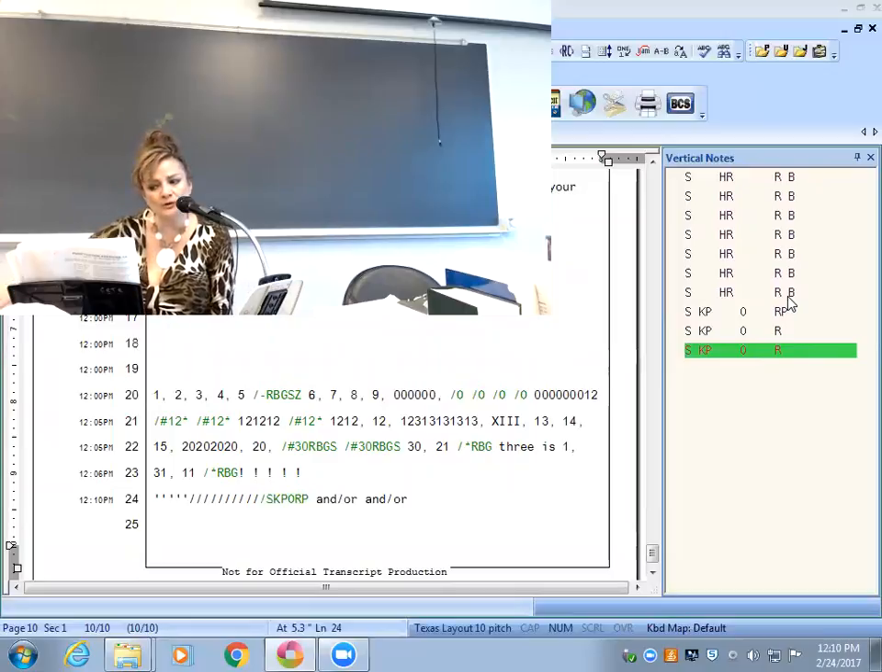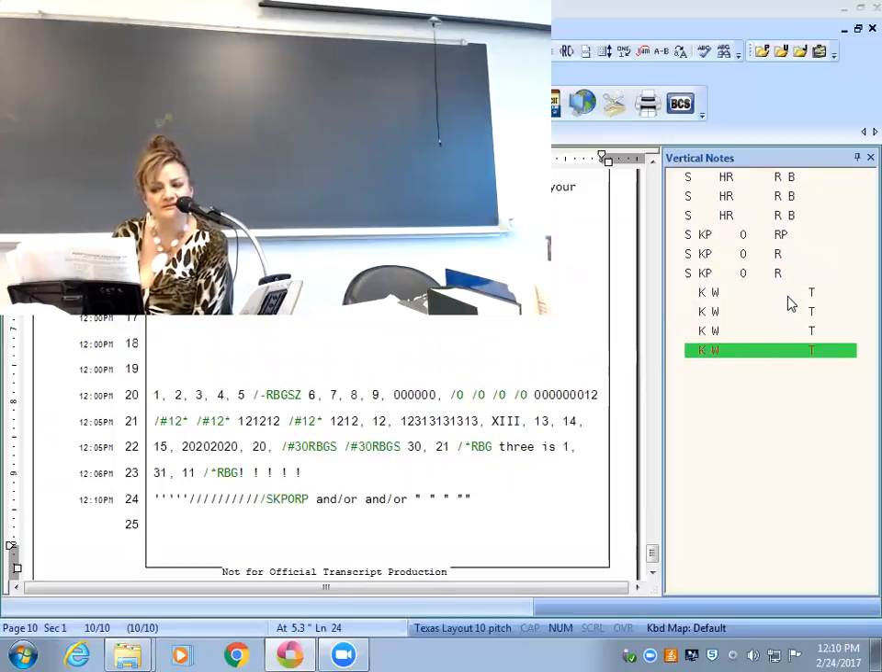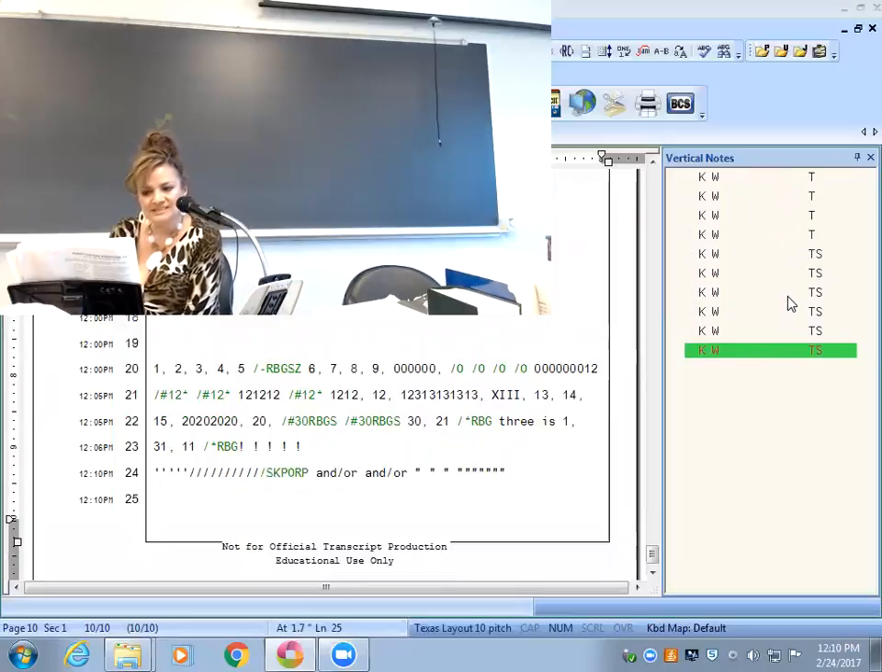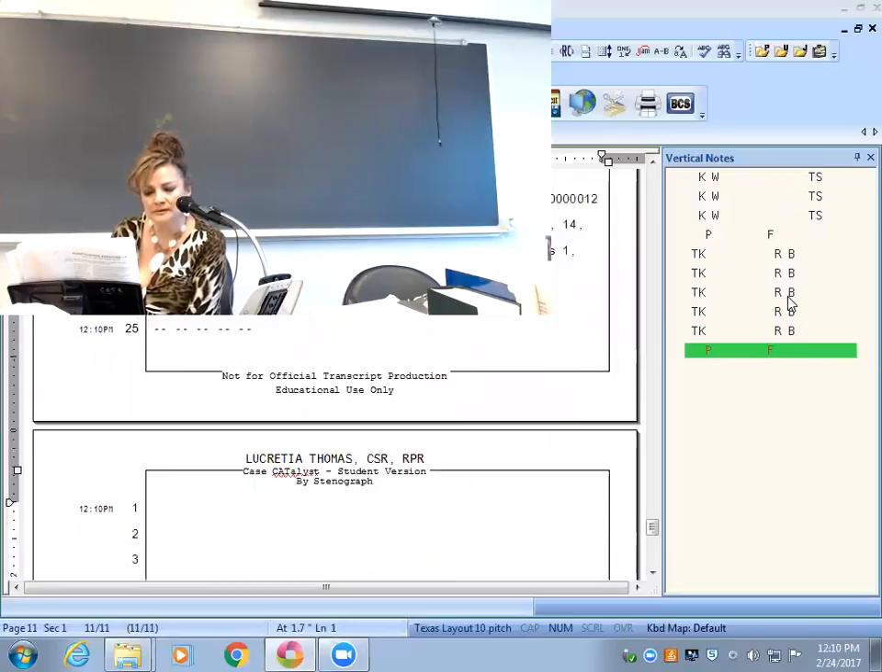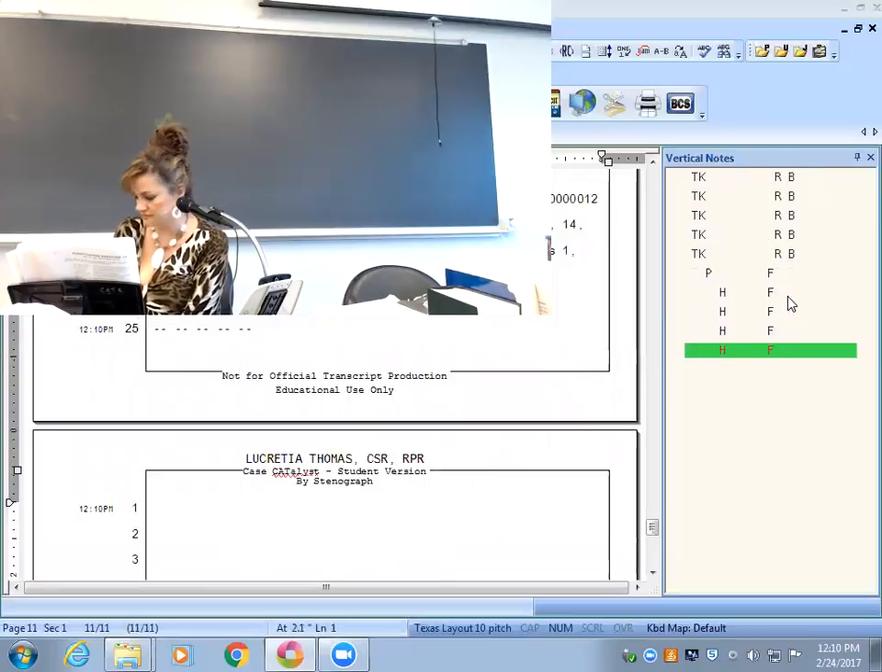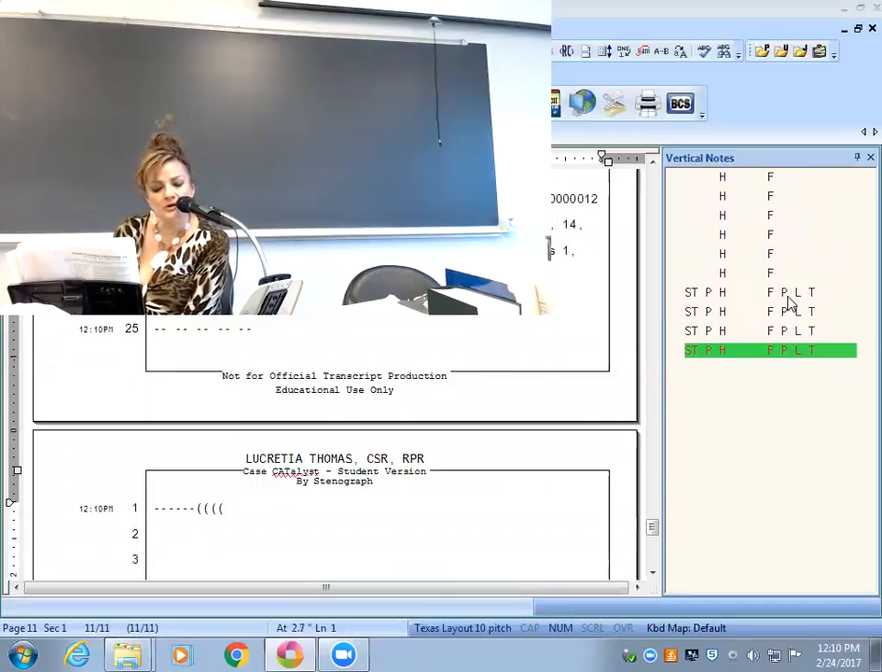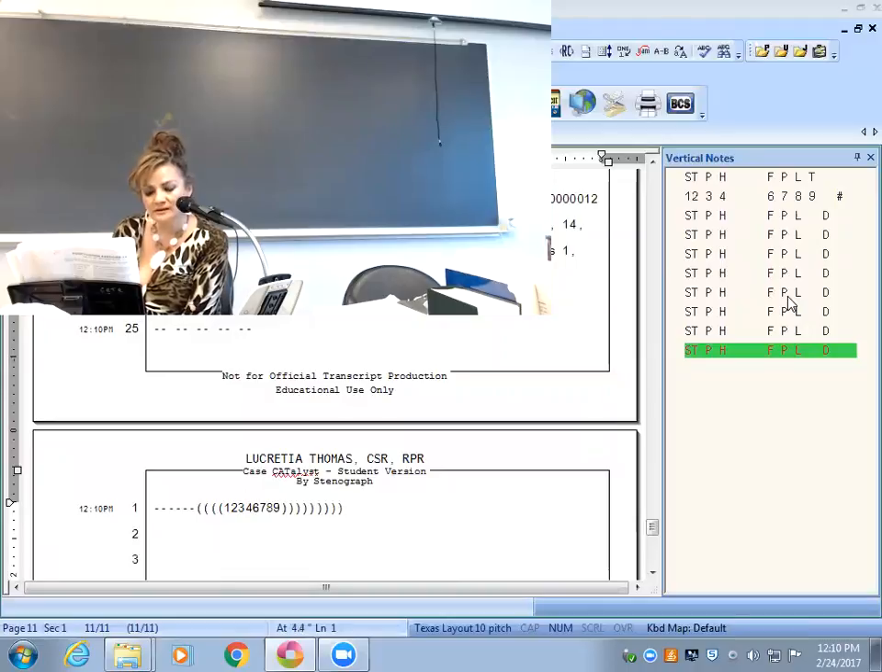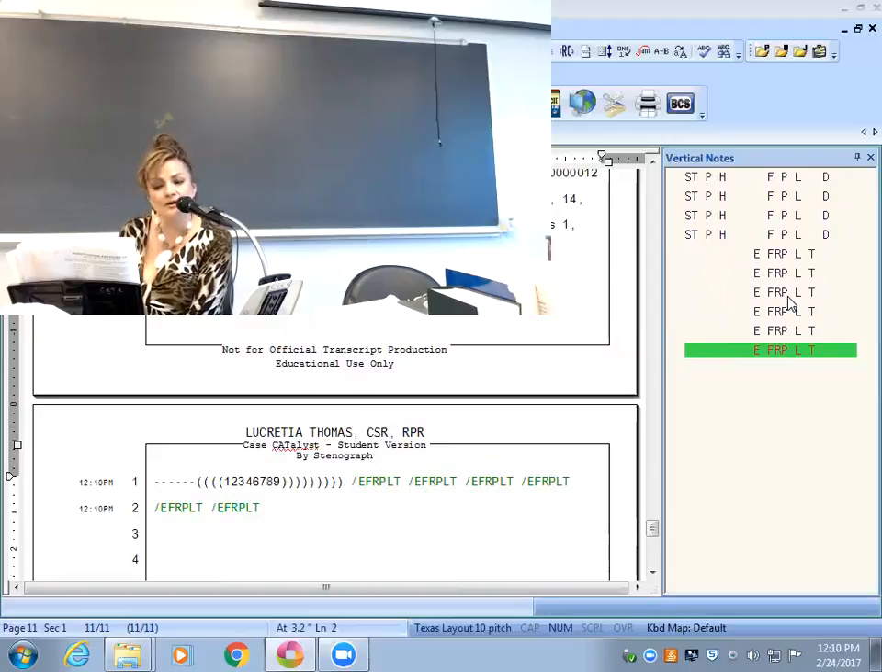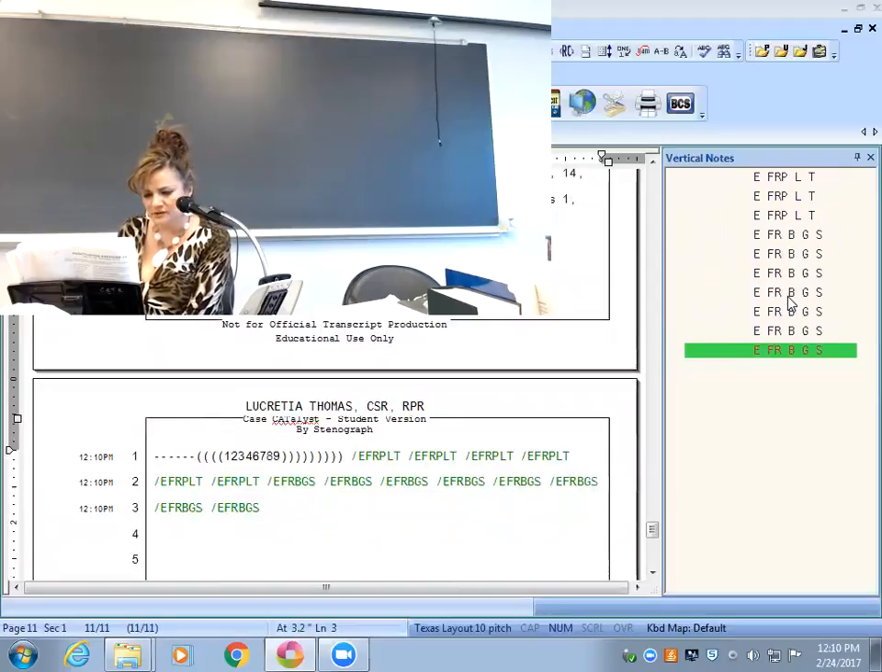You have opening quote, KWT. Close quote, put the KWTS. Dash, DRB. You have hyphen, HF. You have opening parentheses. Close the parentheses. You have colon, semicolon. I think that's it. Okay.